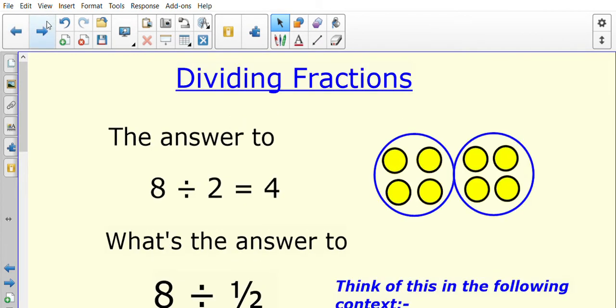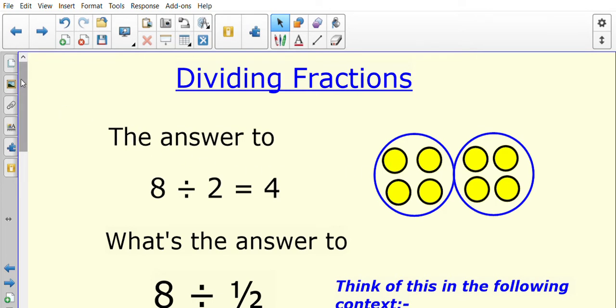So dividing fractions, if we look at just a normal kind of whole number division where I've got 8 divided by 2, you could very quickly tell me that the answer would be 4, shown over here. Okay, we have 8 yellow circles. I've divided them into 2 groups and I have 4 yellow circles within each group.